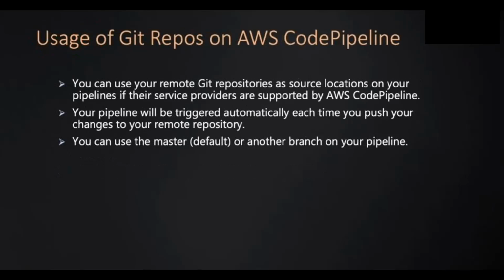You can use your own remote Git repositories as source locations in your pipelines if the service providers are supported by AWS CodePipeline.